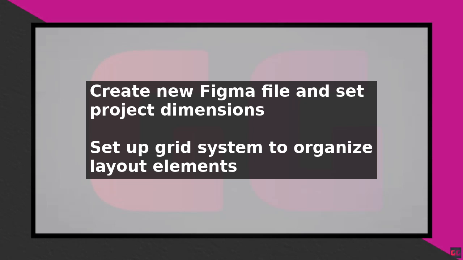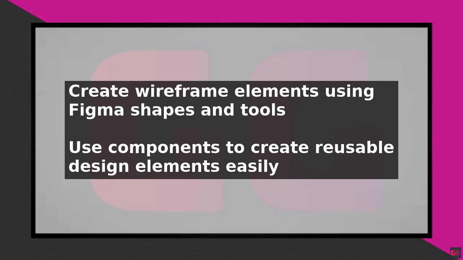Now, start creating your wireframe elements. Use Figma's built-in shapes and tools to create basic elements such as buttons, text fields, and navigation bars. Use the Rectangle tool to create containers and the Text tool to add labels and placeholders.